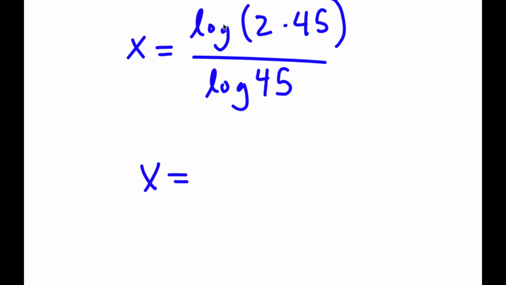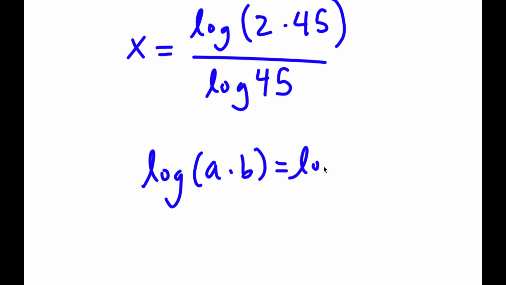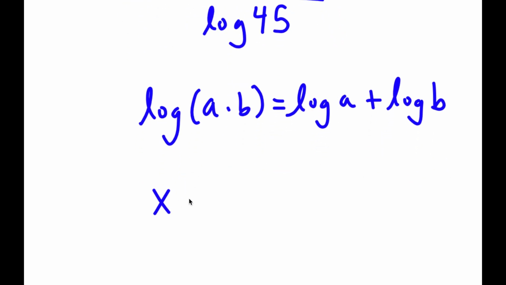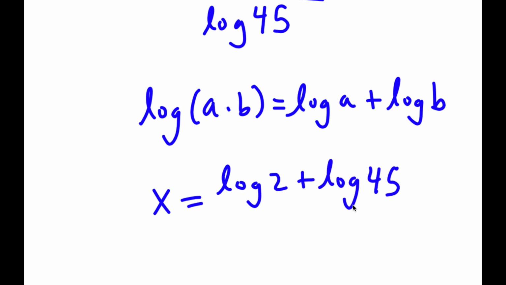And if I have something in the form log a times b, this is the same thing as log a plus log b. So now I have x is equal to log 2 plus log 45. Now I have this over log 45.